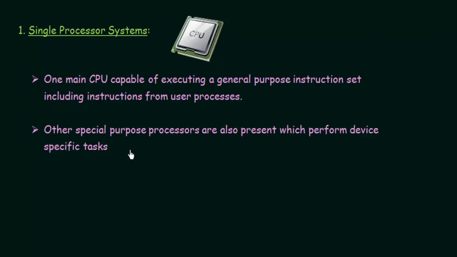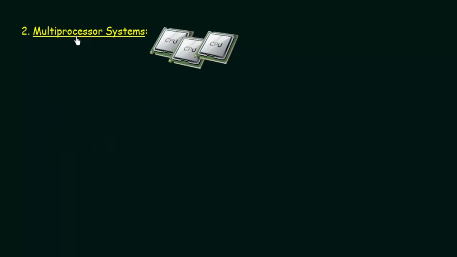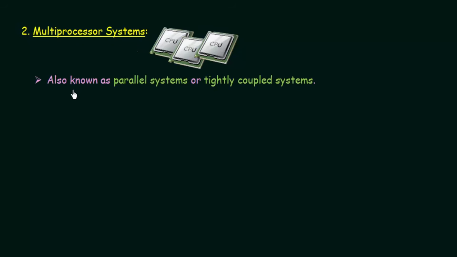Alright, now let's go to the next one. The next one is the multiprocessor system. From the name itself, we can understand that in this there will be more than one processor, or we can say there are two or more processors. It is also known as a parallel system or tightly coupled system. These two terms we will be discussing later as we move ahead in this subject.